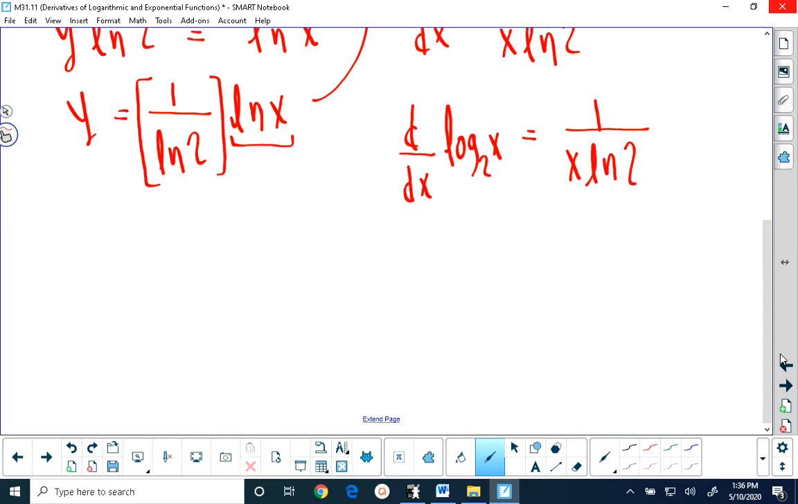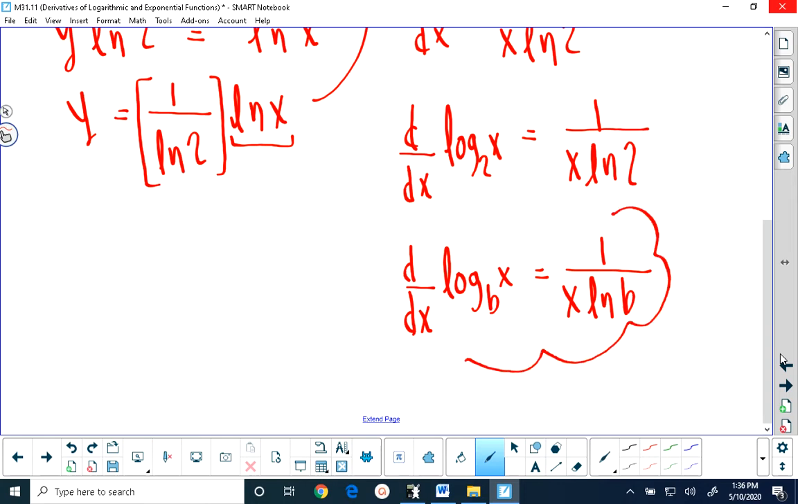Well, we could try the same thing with log base 3 of x and log base 1/2 of x. What we have learned is the derivative with respect to x of log base b of x is 1 over x ln b. From now on, then, you can use that rule. What is the derivative of log base 10 of x? It's 1 over x ln 10.